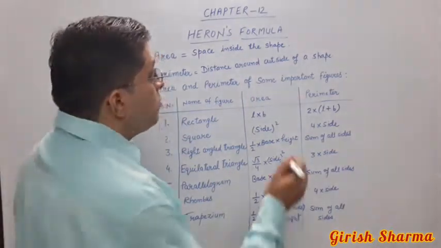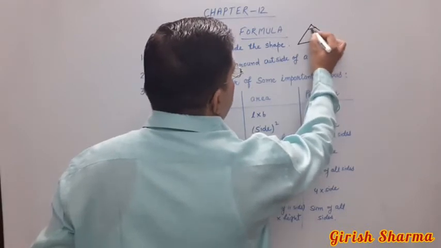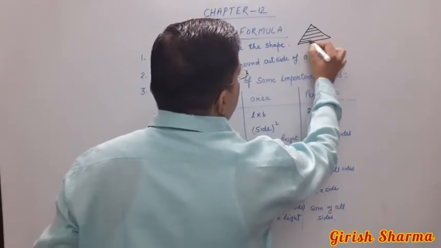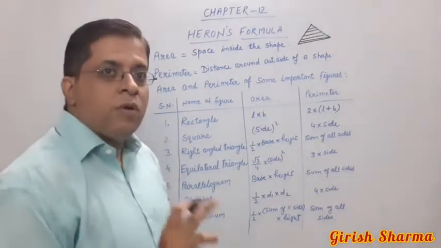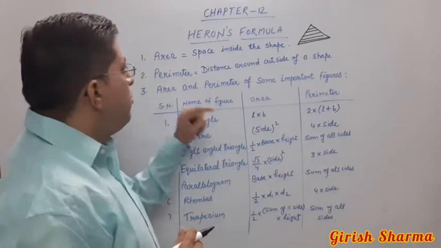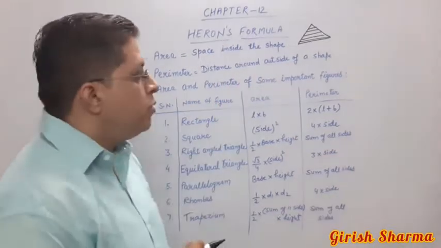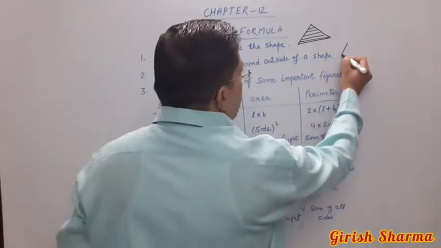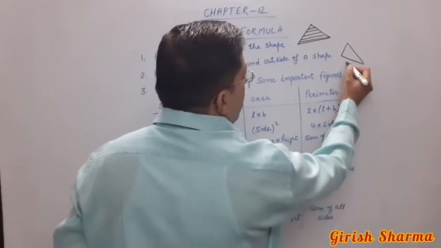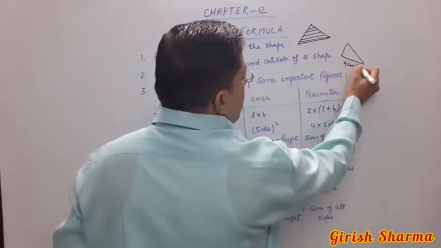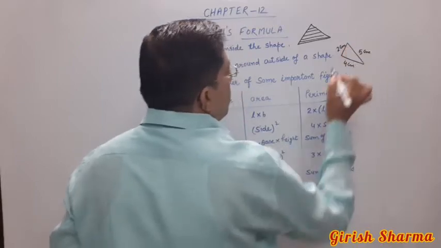What is the meaning of this? The shape is like this, and this shaded part inside is called area. This is called area of triangle. Okay, come on. Perimeter: the distance around the outside of the shape. Okay, what is the meaning? Like any triangle I have, this is 4 centimeter, this is 5 centimeter, this is 2 centimeter.